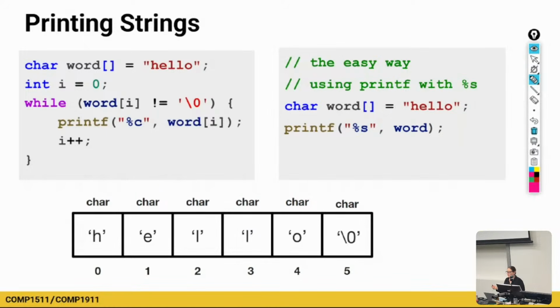Now, to print it out, the easy way is just to use %s. We do printf %s, and it can print out our string. Whereas usually for an array of other types that's not a string, we'd have to go and maybe do a loop.